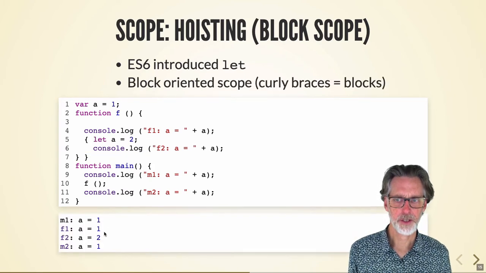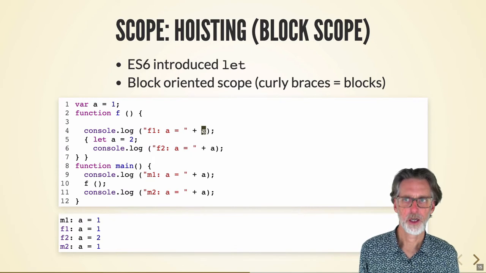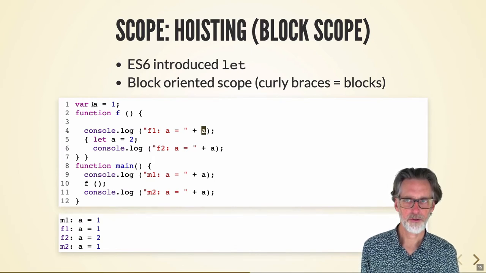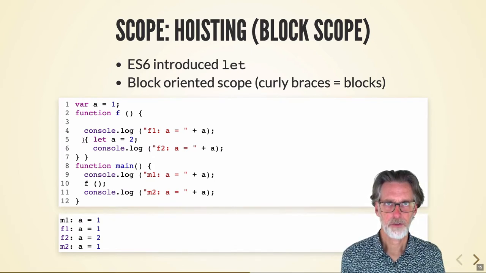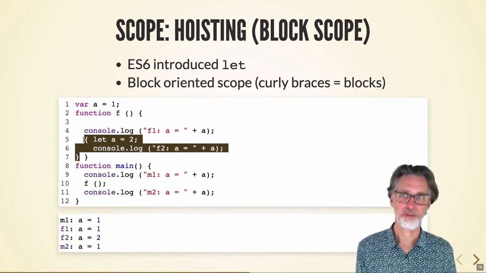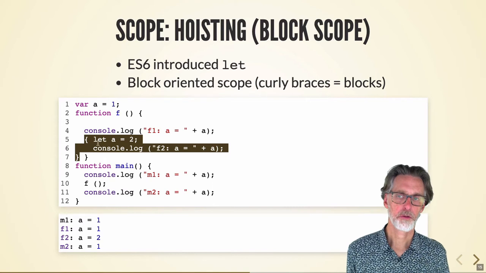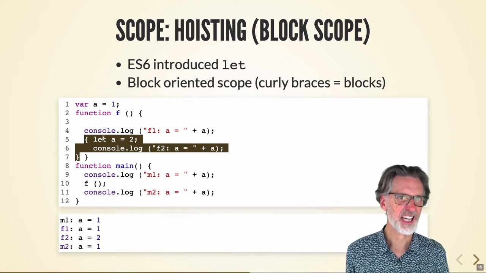This has the effect you expect, which is that the reference on line 4 is actually to the global variable A. Let-bound variables are block scoped. They don't move up to the top of the enclosing function, but the top of the enclosing block. And blocks here are denoted with curly braces, so this little declaration of A is contained.